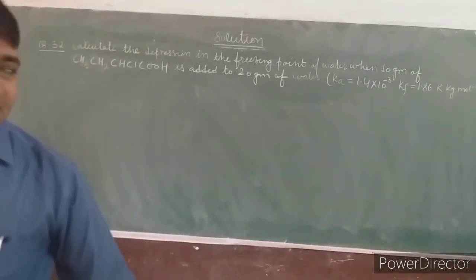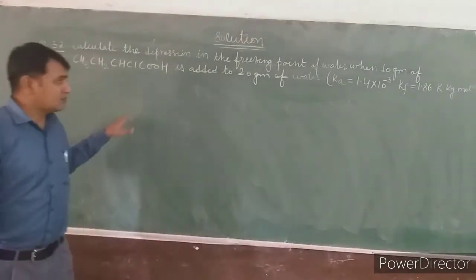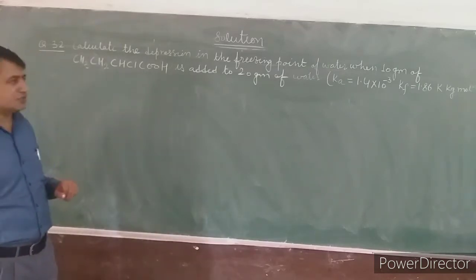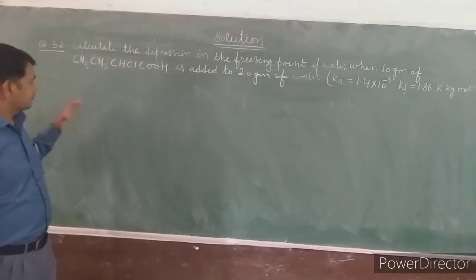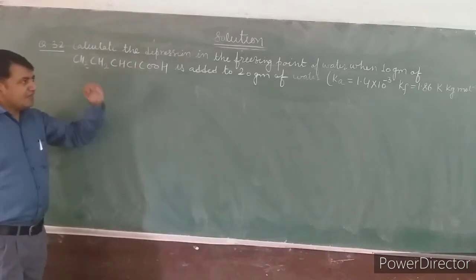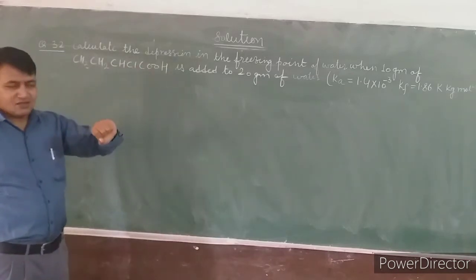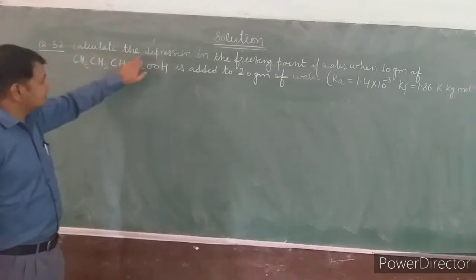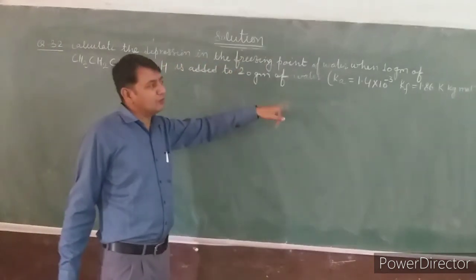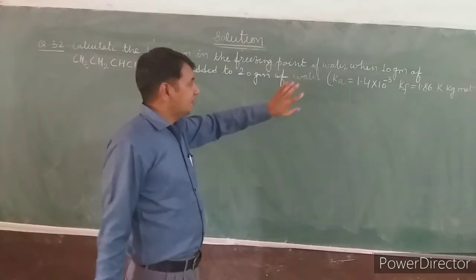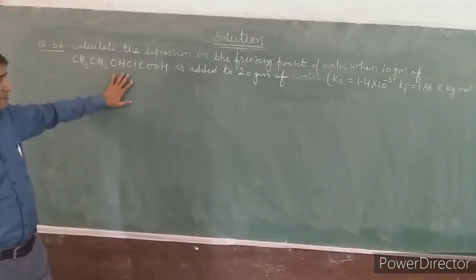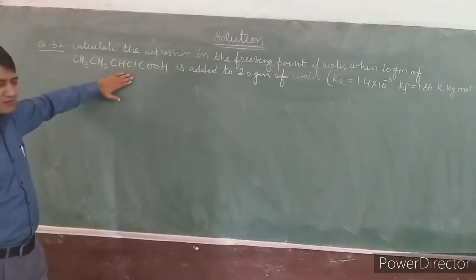This exercise question is based on this problem, Vant Hoff factor and extent of dissociation or association. Now look at here, the main thing to understand in the numerical is what has been given and what has been asked. Calculate the depression in the freezing point of water when 10 gram of alpha chlorobutanoic acid, the common name of this is alpha chlorobutanoic acid.